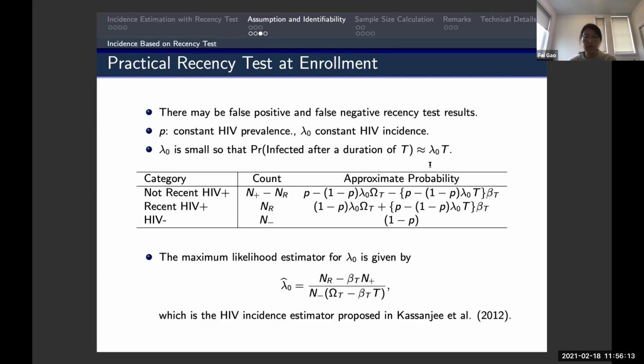If we make use of these approximate probabilities, and by maximum likelihood estimation, we find that the MLE for lambda 0 is given by this, which is exactly the HIV incidence estimator proposed in Hutchinson et al. 2012. So this is the estimator we're going to use. We are showing that if we have a constant prevalence and incidence assumption, and also if we're able to make some approximation, then this estimator will be estimating the lambda 0 we would like.